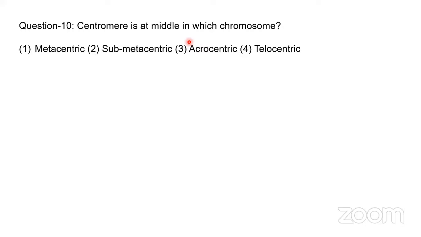So the correct answer, where the centromere is present at the middle, is metacentric.